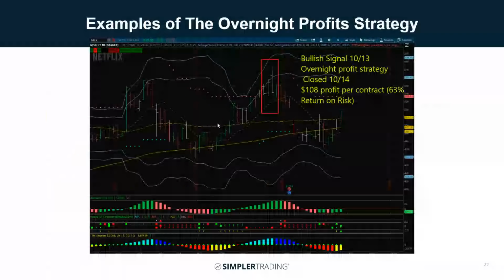But here's another example on Netflix. This was a bullish signal off of the 13th of October. Once again, I did the overnight profit strategy, closed it out the 14th, and took a $108 profit per contract, which was a 63% return on the initial risk.